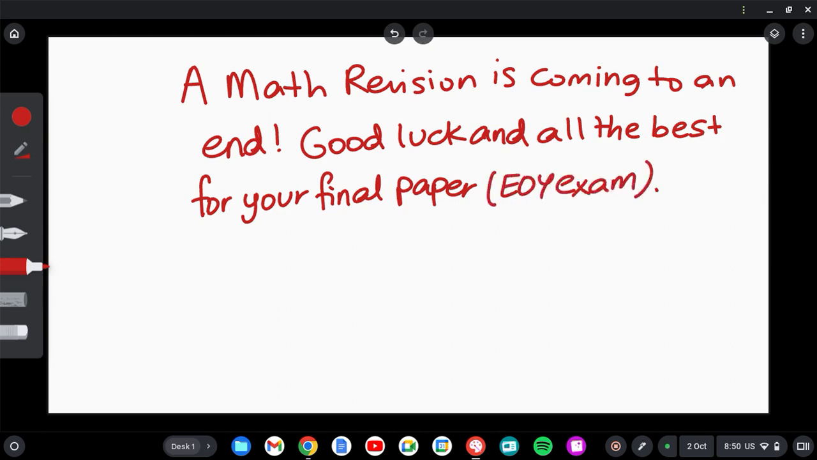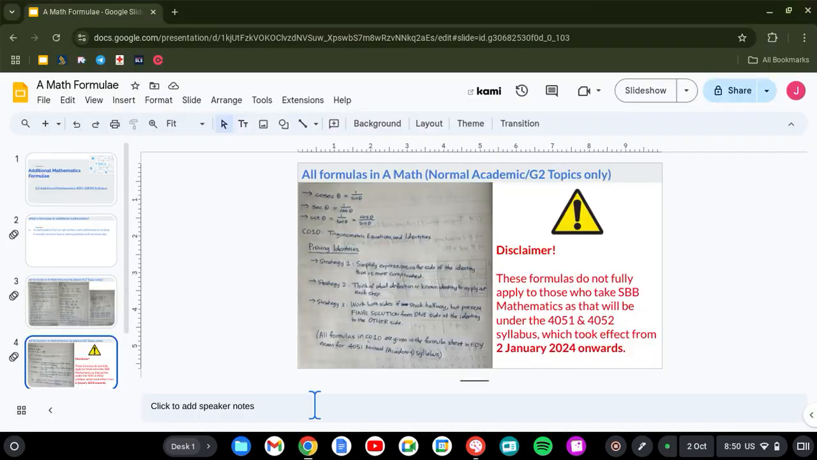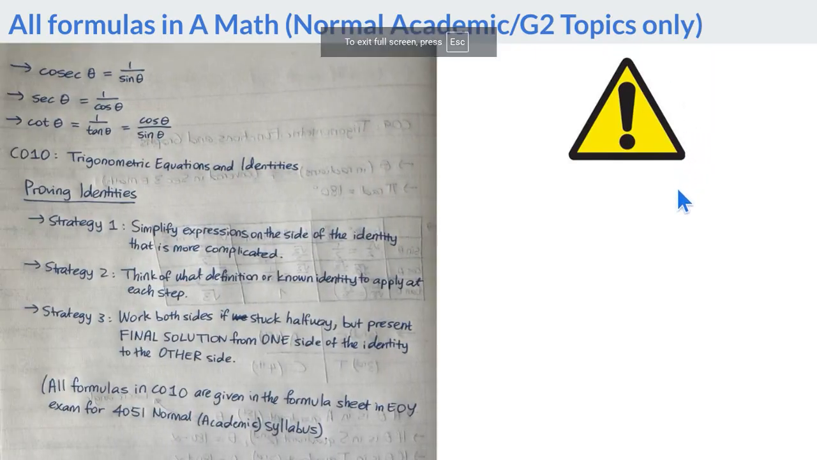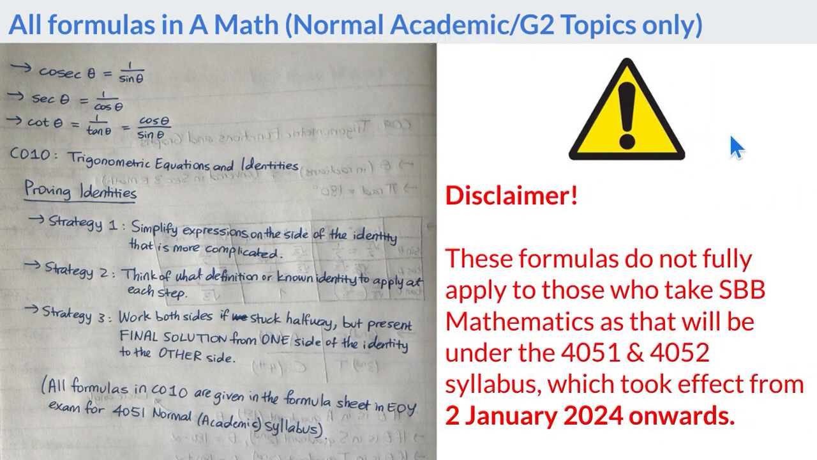On that note, I just need to put a disclaimer first. These formulas do not fully apply to those who take SBB maths. So if you take the 4051 and 4052 syllabus, aka NA, G2 additional mathematics and G3 elementary mathematics, it does not fully apply, because there are some amendments here and there to fit the SBB standard.